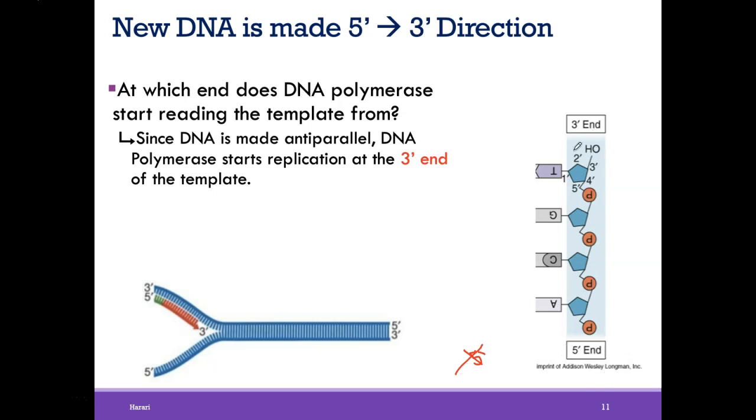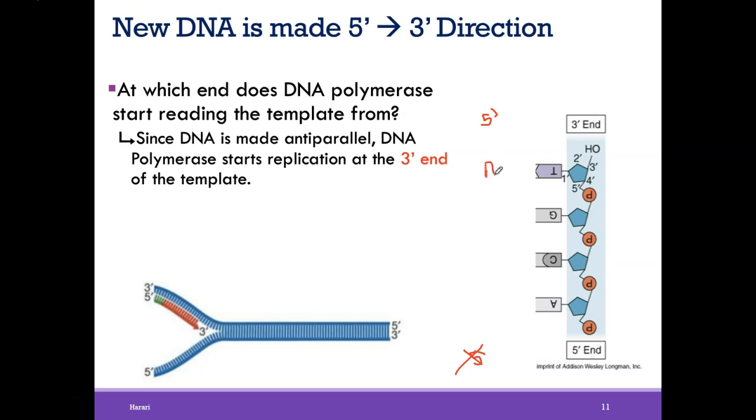This is the template strand. It has to start toward the 3' end of the template, because then it can make DNA 5' to 3'. This is the 5' end. What will DNA polymerase put here? If there is a T in the template, what will be put here?